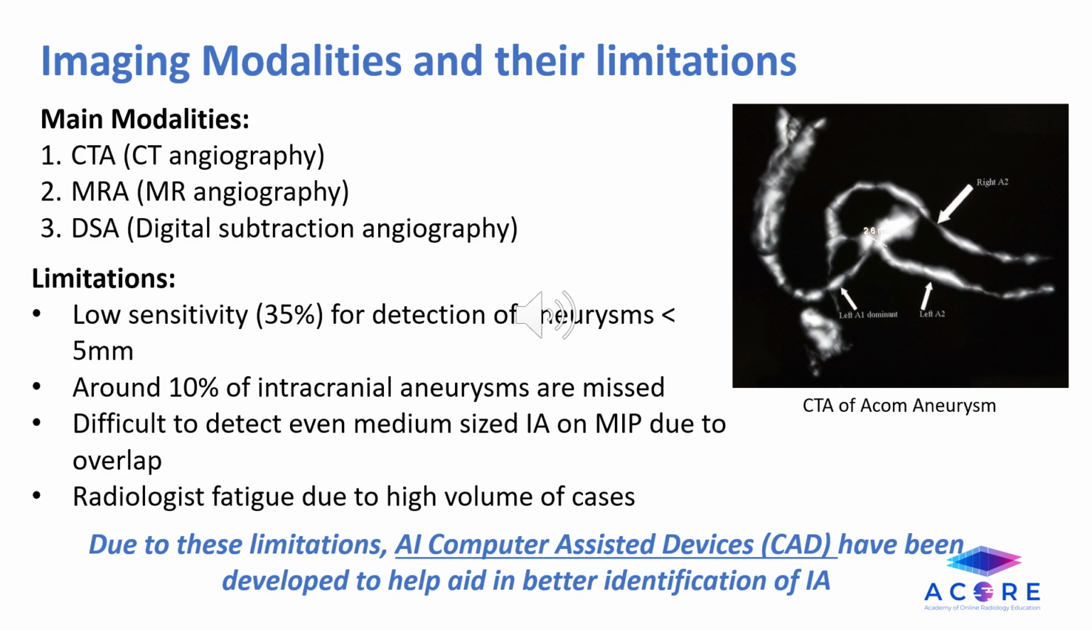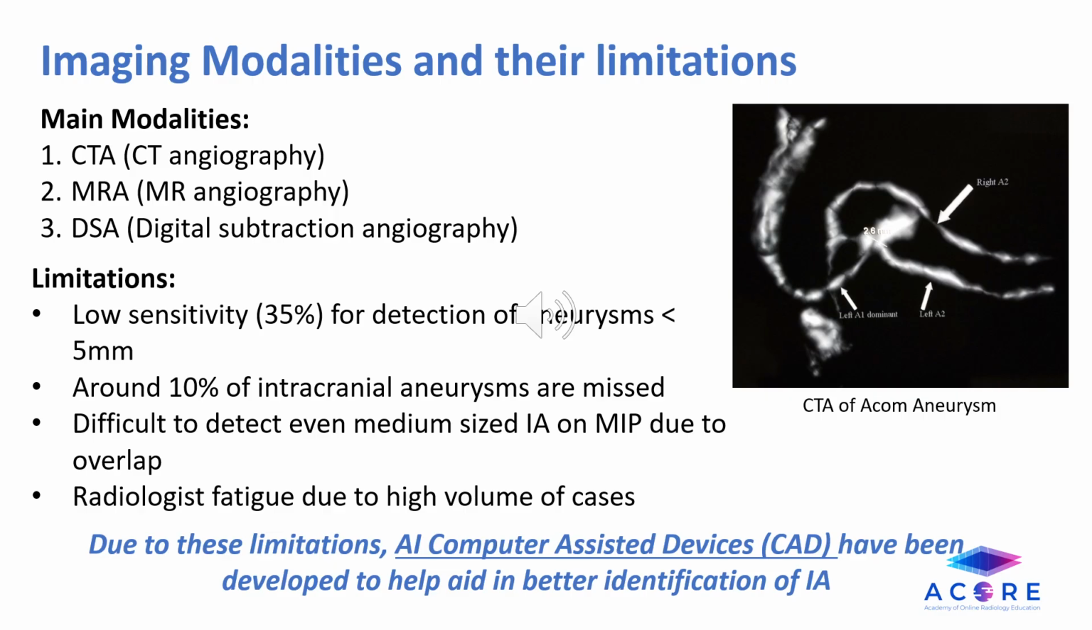Digital subtraction angiography, or DSA, remains the gold standard for aneurysm detection because of its superior resolution and its ability to diagnose and guide treatment at the same time. The drawback is that it's invasive, carries a small risk of stroke or vessel injury, and is more time-consuming.